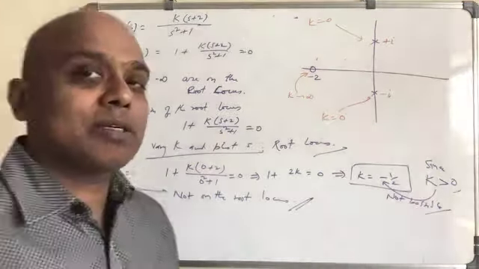And the second thing is the angle, basically, right? So the angle of k (s plus 2) over (s square plus 1) is equal to the angle of minus 1. So the angle of minus 1 is nothing but 180 degrees.